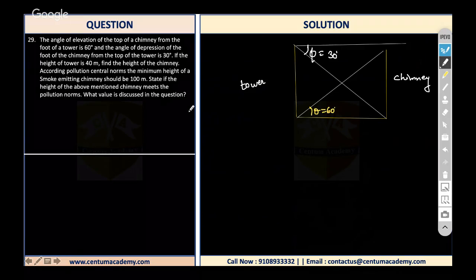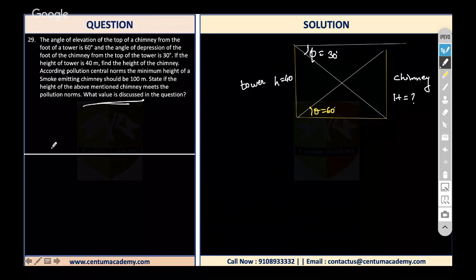If the height of the tower is 40 meters, so let's say small h is 40. Find the height of the chimney. So h is equal to what? According to pollution central norms, the minimum height of a smoke emitting chimney should be 100 meters. State if the height of the above mentioned chimney meets the pollution norms.